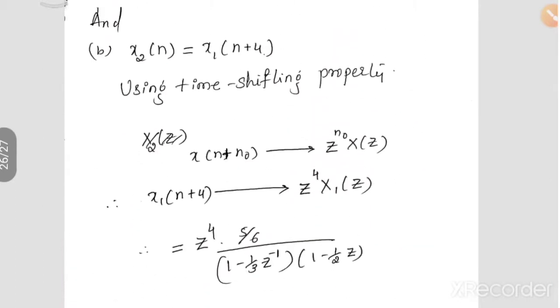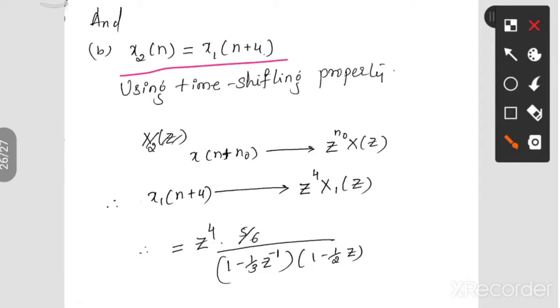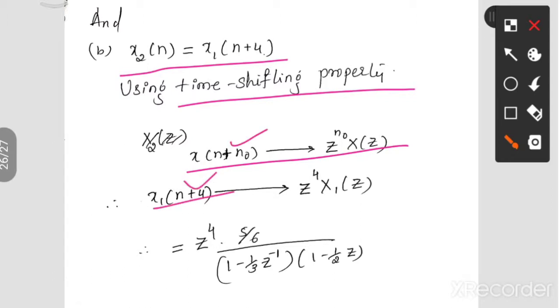Let's take the second. They have asked us to find x2 of n, which is equal to x1 of n plus 4, using the time shifting property. As we know, the time shifting property is x of n plus n naught will be equal to z raised to n naught into x of z. Here in the place of n naught we have 4. So x1 of n plus 4 will be z raised to 4 into x1 of z.